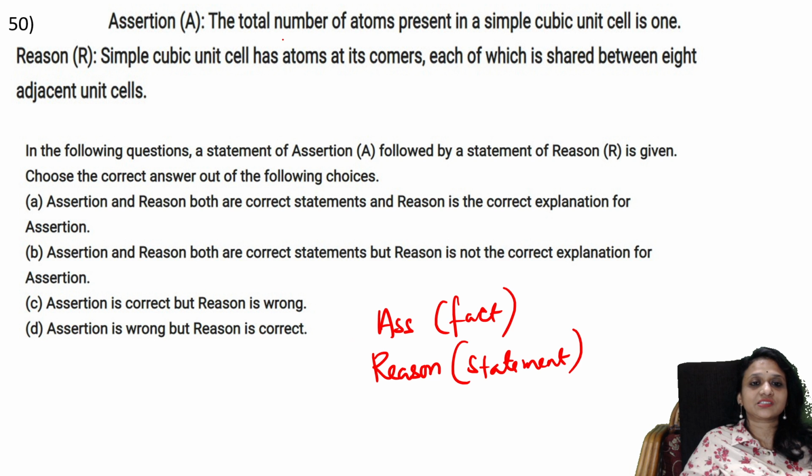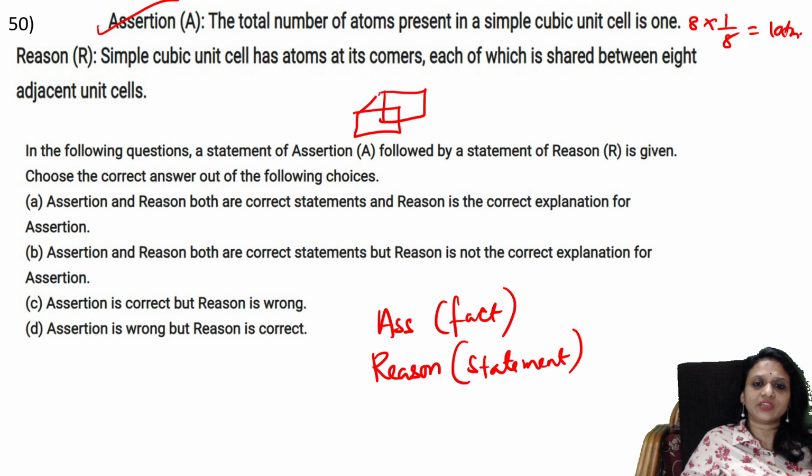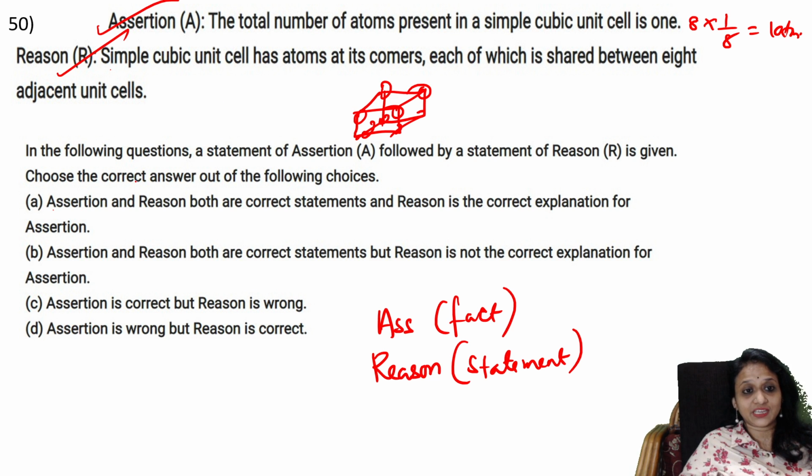Now let us see this. The total number of atoms present in a simple cubic unit cell is 1. Is it right? Yes. Simple cubic unit cell, the number of atoms is 8 into 1 by 8, 1 atom only. Perfectly right. Assertion is right. Simple cubic unit cell has atoms at its corners, each of which is shared by 8. Perfectly right. I have 8 atoms and each atom is shared by 1 by 8 part of it. This is also right. So option A is right: assertion right, reason right. Reason is the correct explanation for assertion.